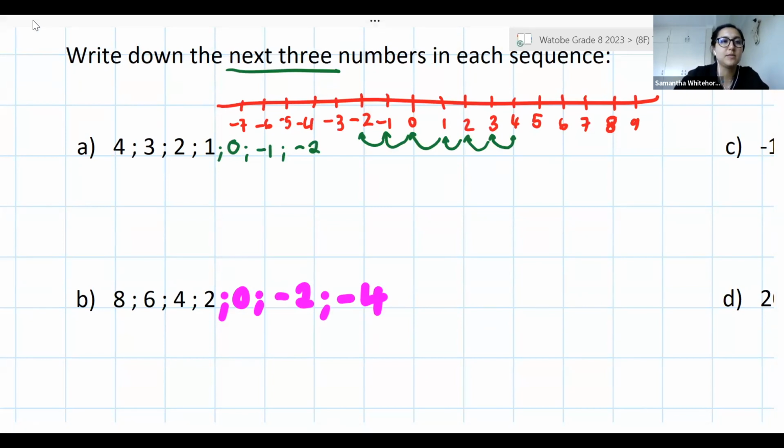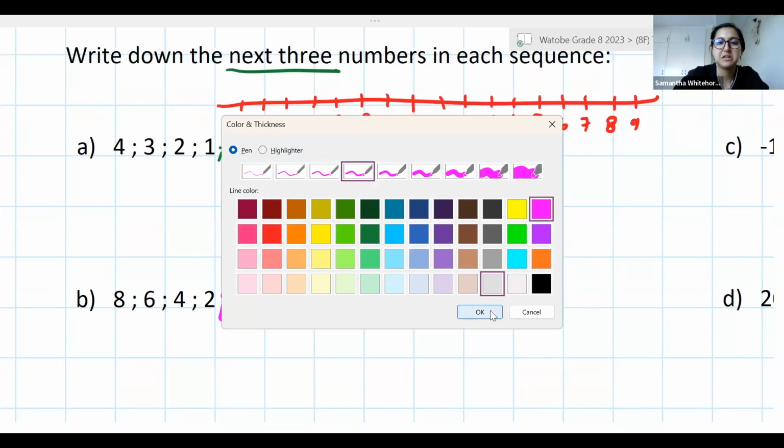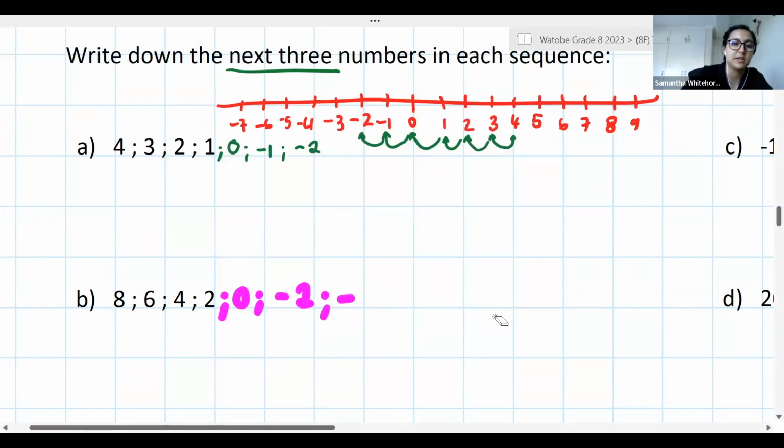Sorry, guys, I don't know why this pen is so aggressively thick. Let me just fix that. Yeah, it was a little bit excessive there.